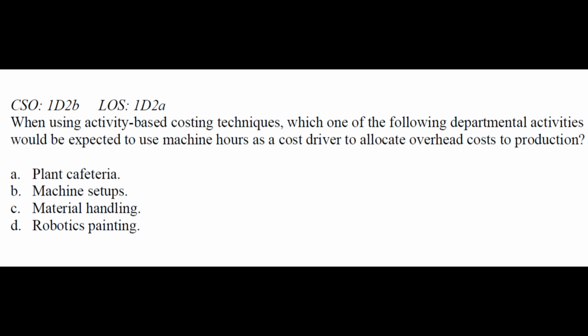D. Robotics painting. Correct. Robotics painting is directly dependent on machine operation time. Therefore, machine hours are the appropriate cost driver, because the more the machine runs, the more painting activity and overhead costs are incurred. Correct answer. D. In activity-based costing, cost drivers must reflect the actual cause of resource consumption. Since robotic painting costs increase with machine usage time, machine hours are the most appropriate allocation base.